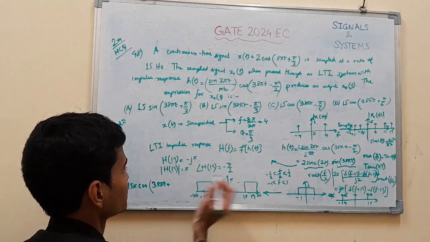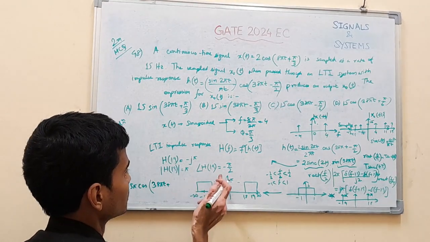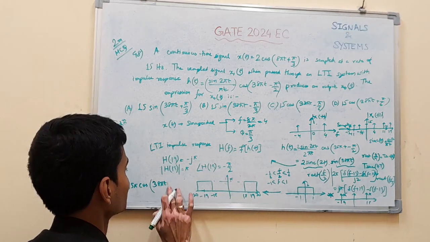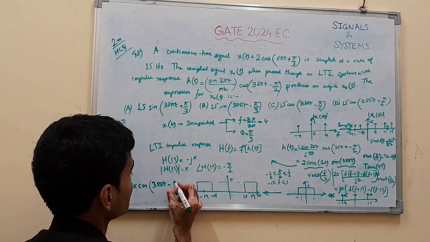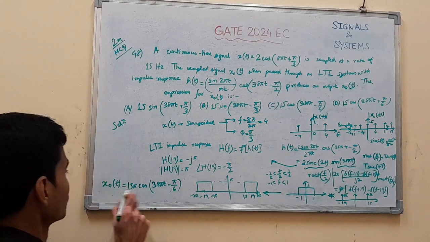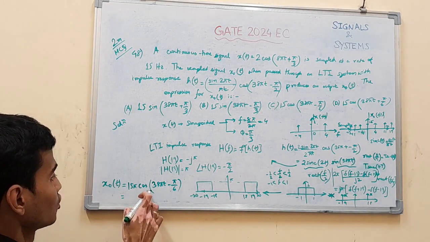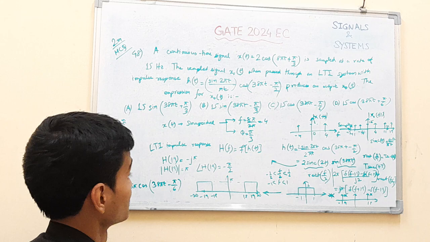So plus pi by 3 minus pi by 2, basically what will it be? 60 degrees minus 90 degrees, that is minus 30 degrees. Minus 30 degrees means basically minus pi by 6. So basically what we get is that the output will be 15 pi cos of 38 pi t minus pi by 6.